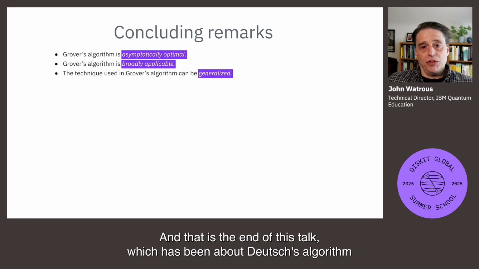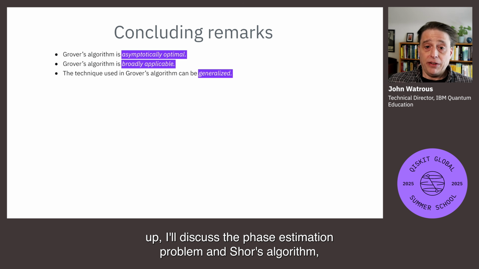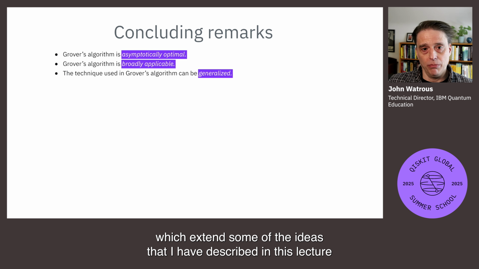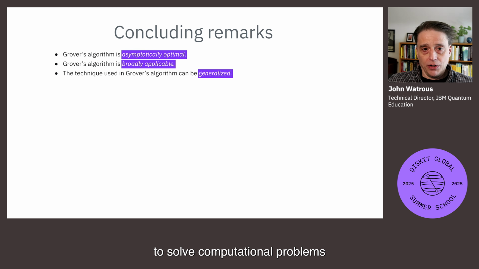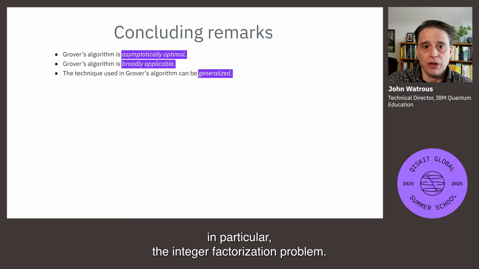And that is the end of this talk, which has been about Deutsch's algorithm and Grover's algorithm. In part 2, which is the next lecture coming up, I'll discuss the phase estimation problem and Shor's algorithm, which extend some of the ideas that I have described in this lecture to solve computational problems that we don't know how to solve efficiently with a classical computer, in particular, the integer factorization problem.